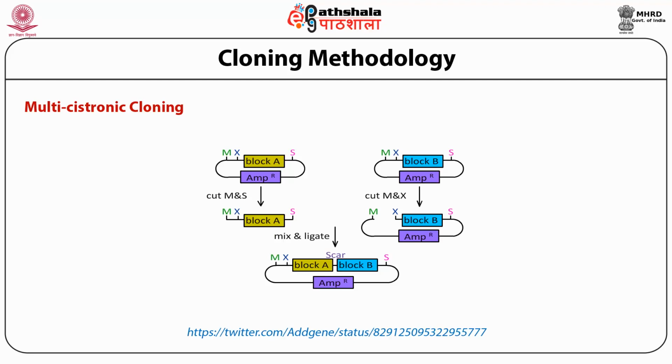In this case, if you want to express block B and block A with 2 different promoters, we can introduce an independent promoter sequence between block A and the restriction enzyme site X. Similarly, in front of block B before the restriction enzyme X.